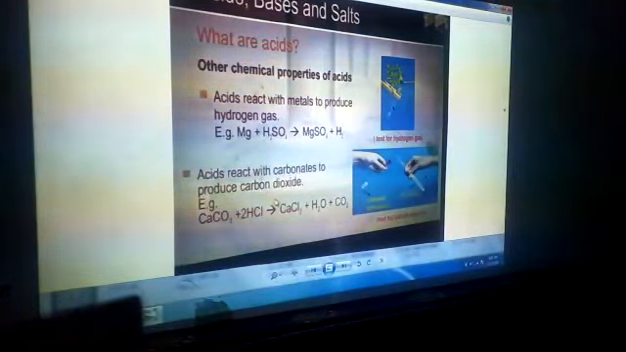Next example, acid reacts with a metal carbonate. HCl reacts with calcium carbonate. It produces calcium chloride, water and carbon dioxide gas. Learn this with the activity.